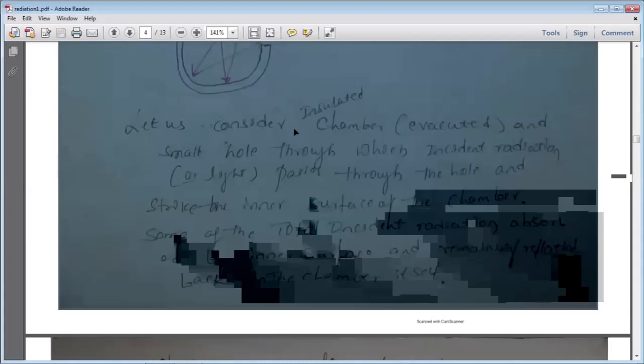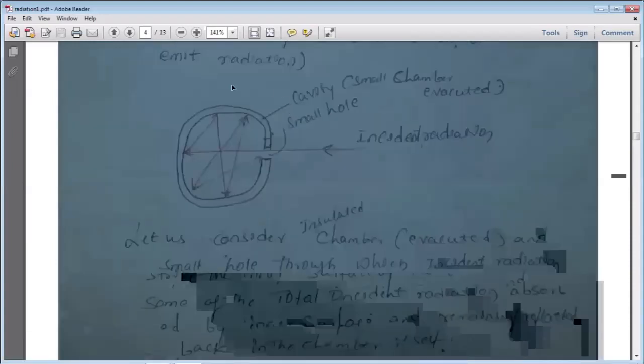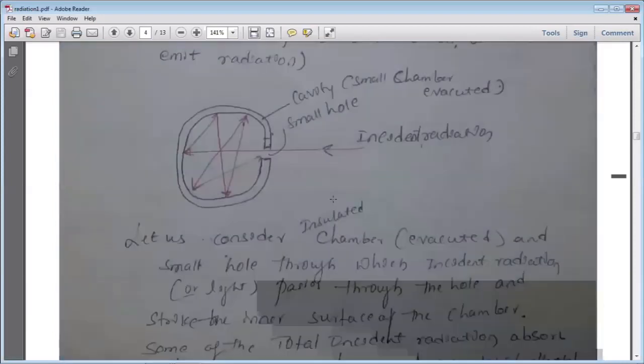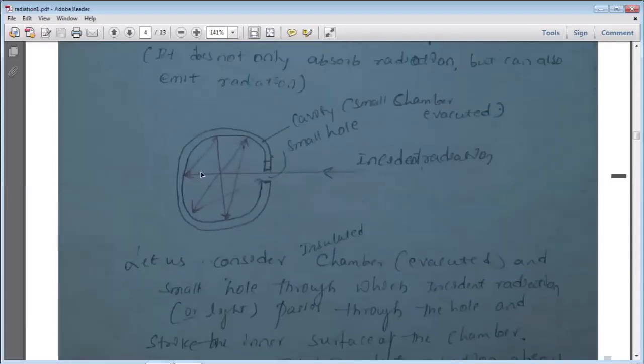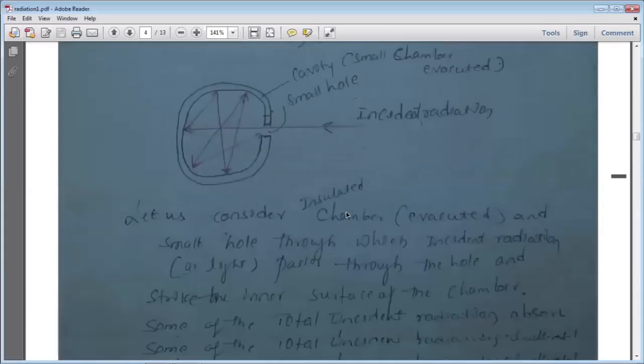Let us consider the insulated chamber. So this is called an insulated chamber here. Let us consider the insulated chamber evacuated. Evacuated means there is no air. Understand? So evacuated, no air here.